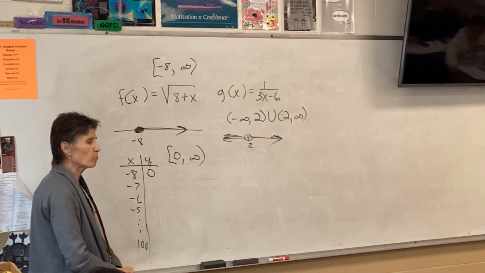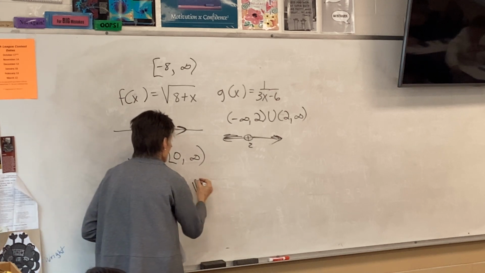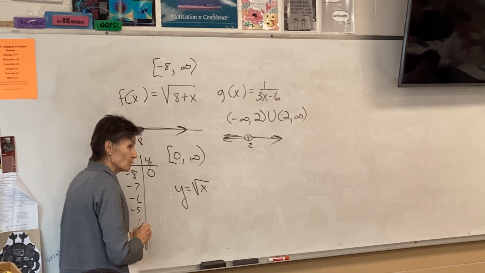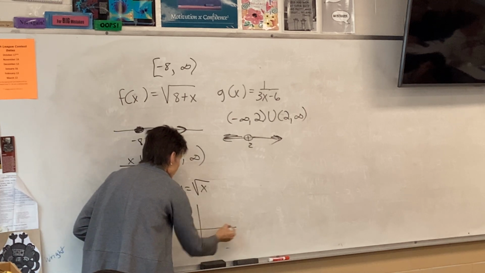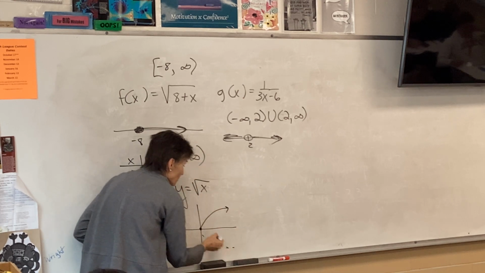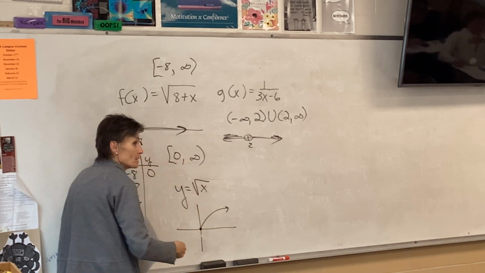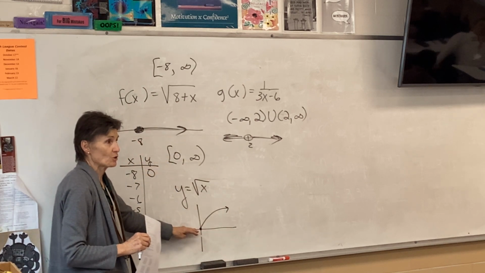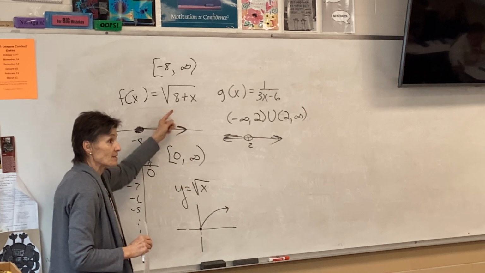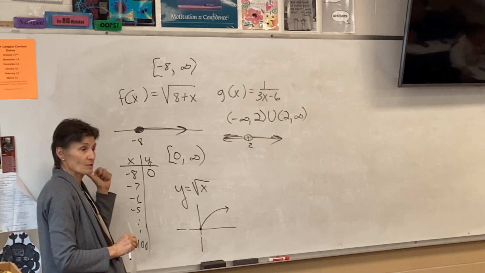You guys should probably know what the square root function looks like. If you don't already, you should know what that looks like. That is like half of a sideways parabola. It's the top half of a sideways parabola. So clearly the range of that thing is positive. Adding the 8 just moves it, but it doesn't change the range.